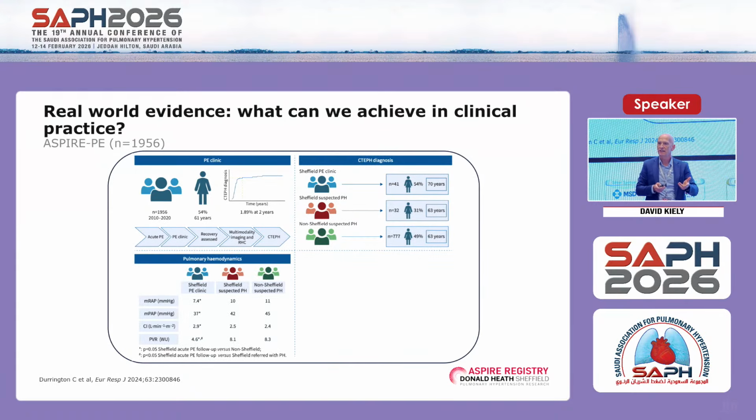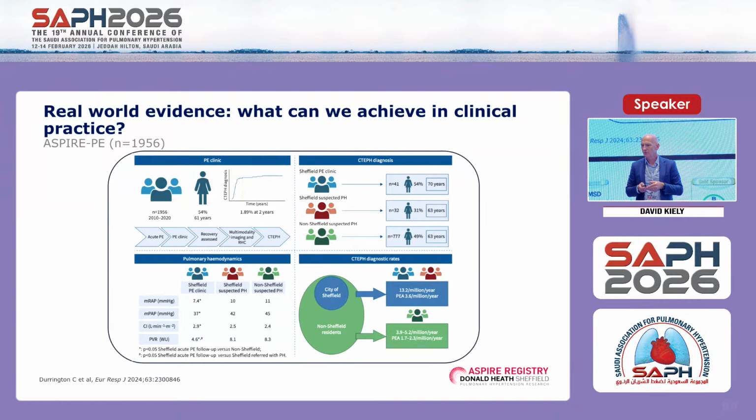What's really interesting, if we look at our Sheffield PE clinic, is that patients had more modest pulmonary hypertension, with mean PA pressure 37 and PVR 4.6 Wood units. Quite interesting that our Sheffield suspected PH and non-Sheffield suspected PH groups had much more significant hemodynamic disease, with PVRs of 8 Wood units. So instituting such a pulmonary embolic follow-up clinic can actually help you to diagnose patients with chronic thromboembolic pulmonary hypertension slightly earlier than traditional approaches.